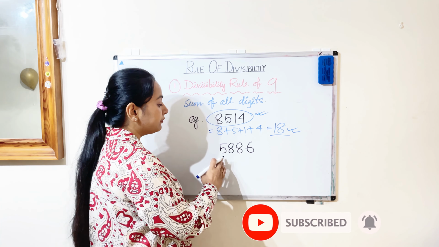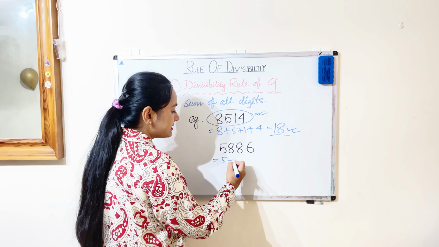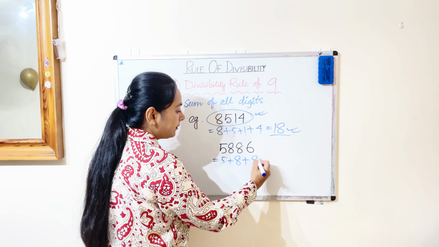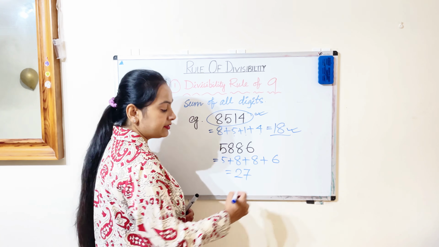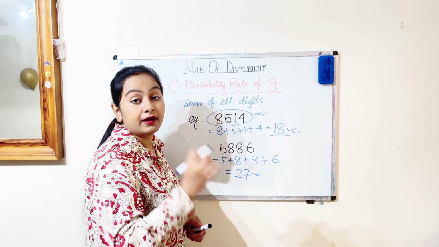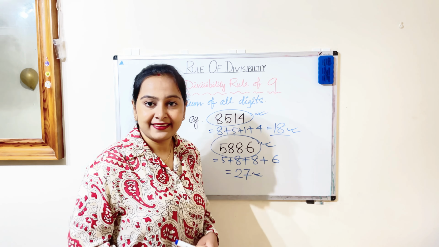Now the next one, 5886. Add all the digits: 5 plus 8 is 13, 13 plus 8 is 21, 21 plus 6, what are we getting from there? 27. So 27 is divisible by 9. So that number is also divisible by 9, right?